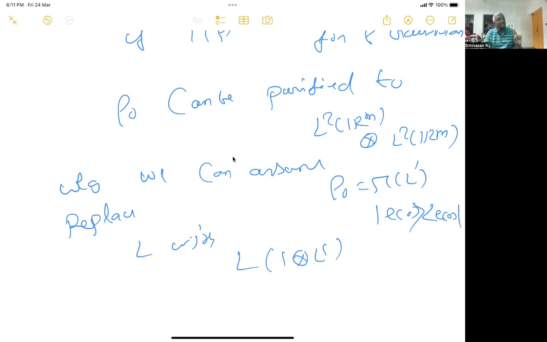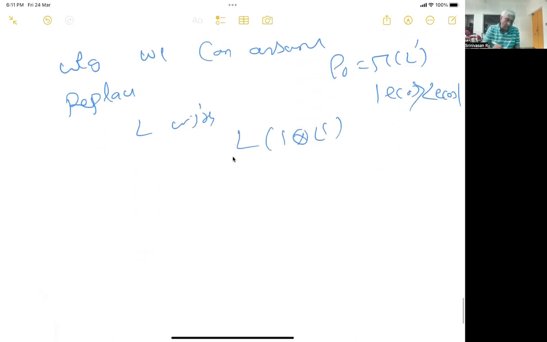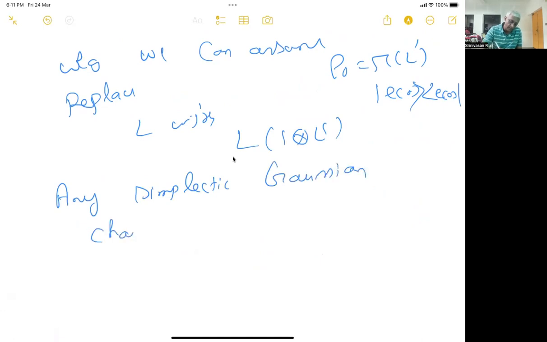So any Gaussian channel, any symplectic Gaussian channel, this is the statement I want to make. There is no rho anymore. There will be a gamma L, and that gamma L will be absorbed into that L. You can take L into 1 direct sum L prime or something. It should be direct sum, sorry, not tensor.